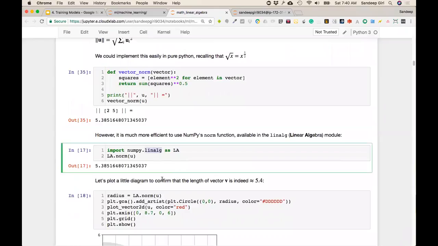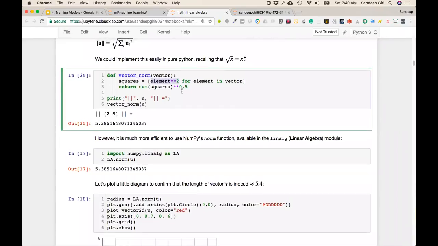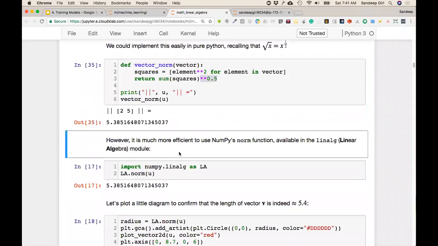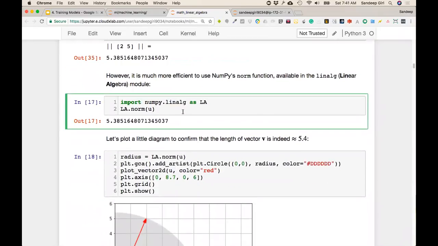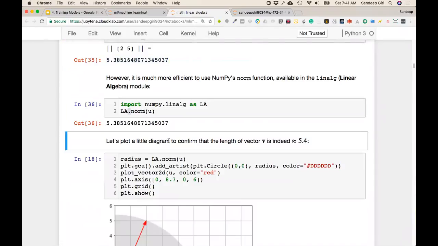NumPy also provides a package called linalg, which is linear algebra, and we can directly use the norm function there instead of creating our own function. Here we created our own function called vector norm. What we did was first create a list by iterating over the vector, then sum up that list and take the square root. You can see that the norm function is probably doing the same thing as what we are doing.